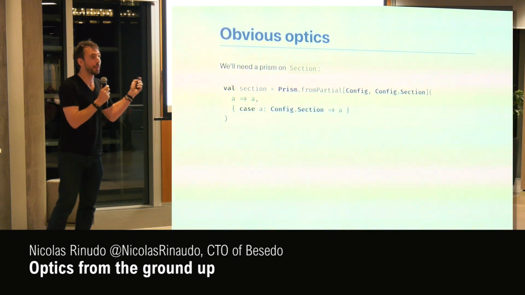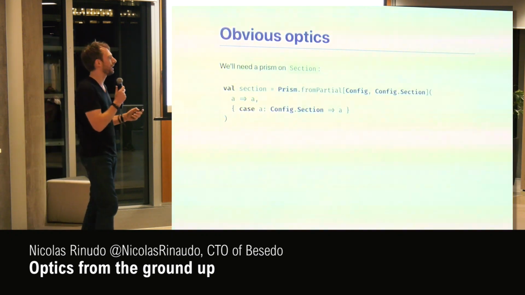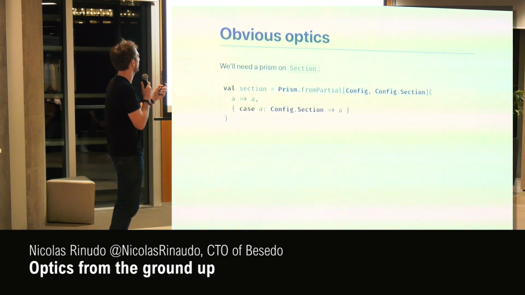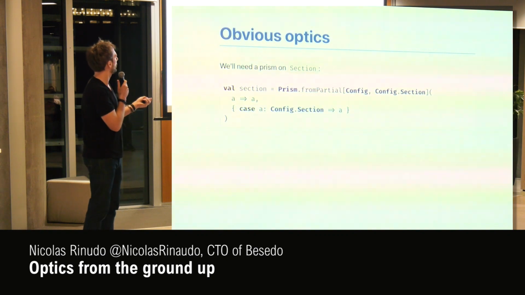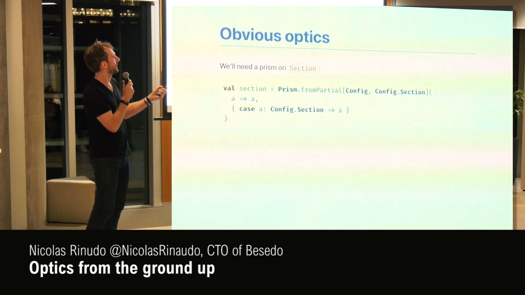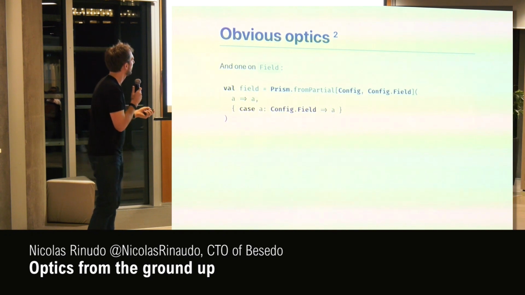I'm sorry, I didn't actually think I'd get to this point, so I haven't rehearsed that as much as I could have. So this might be slightly less smooth than it was before. But right, so we've done the prism for section, which allows us to go from config to a section. The prism for a field allows us to go from a config to a field.